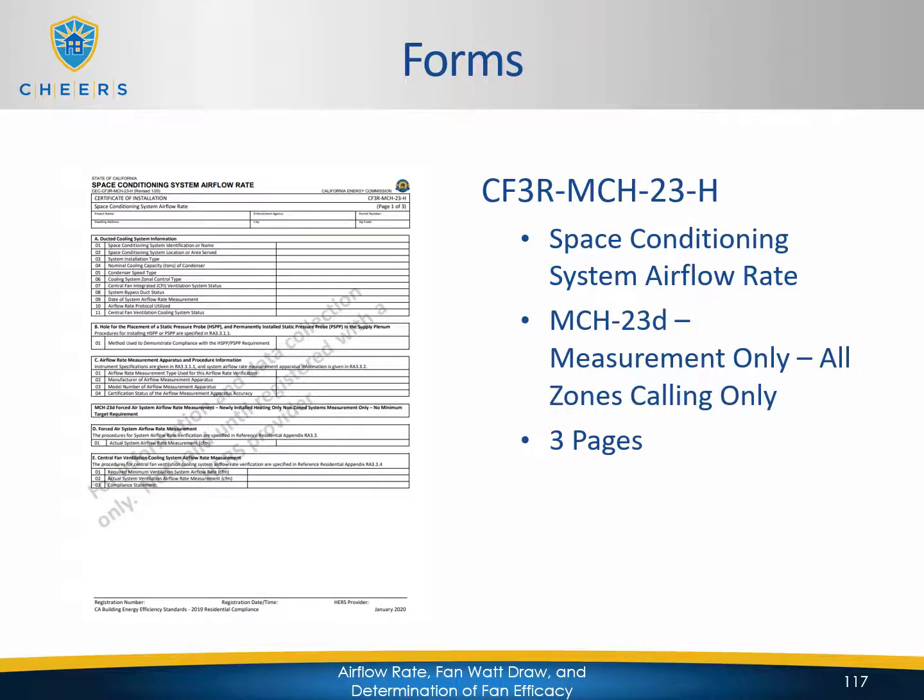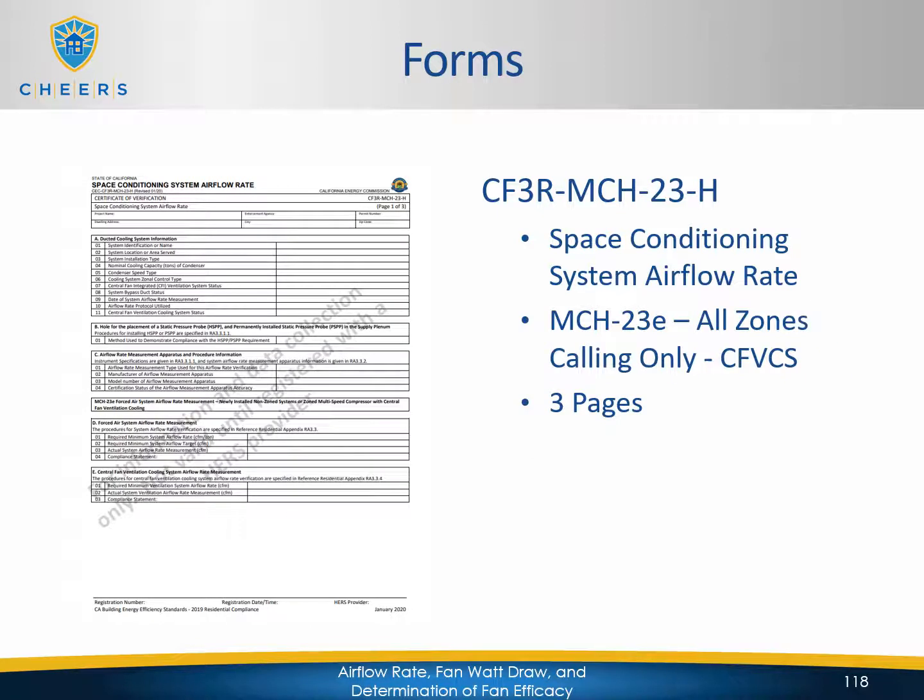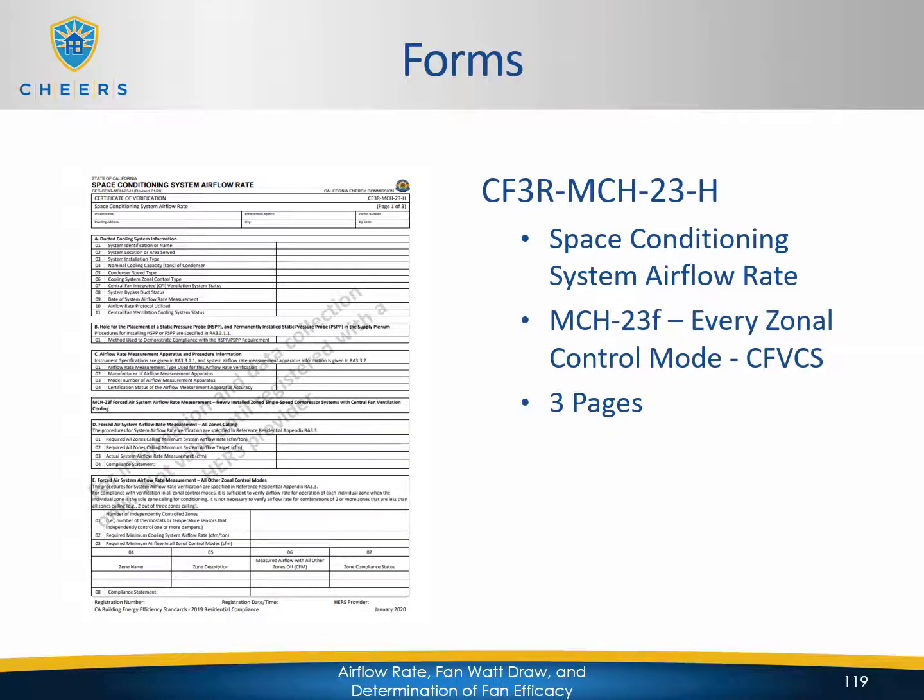And finally, the MEC 23D is for systems that are not cooling, but you still need to measure that airflow when you have a CFI system installed. It's the all zones calling only, measurement only system and is 3 pages. The MEC 23E is for all zones calling when you have a CFVCS system. Just like we had on the MEC 22, we have special forms for these CFVCS systems. And then we have the MEC 23F for every zonal control mode, again for those CFVCS systems.